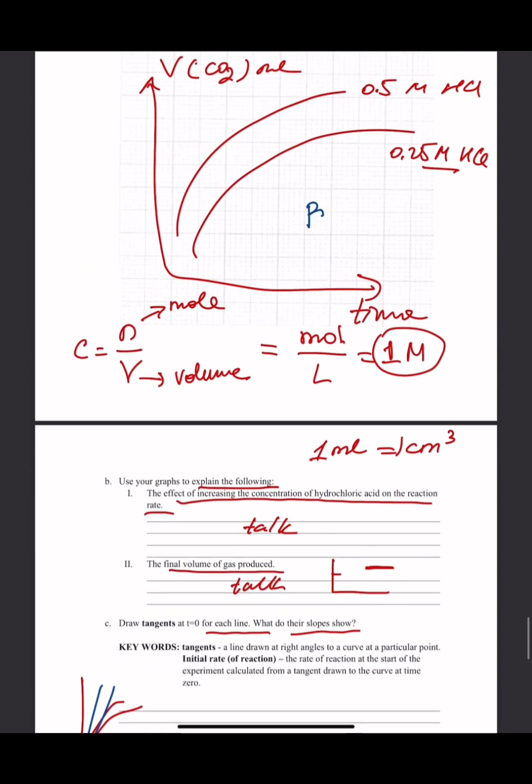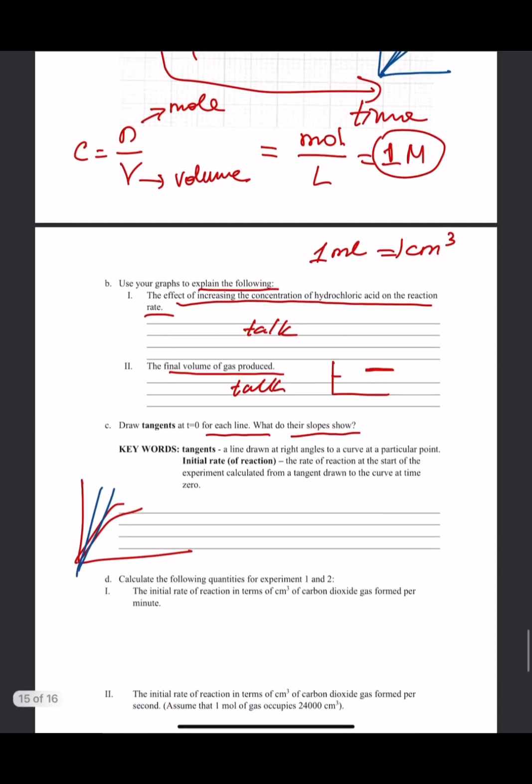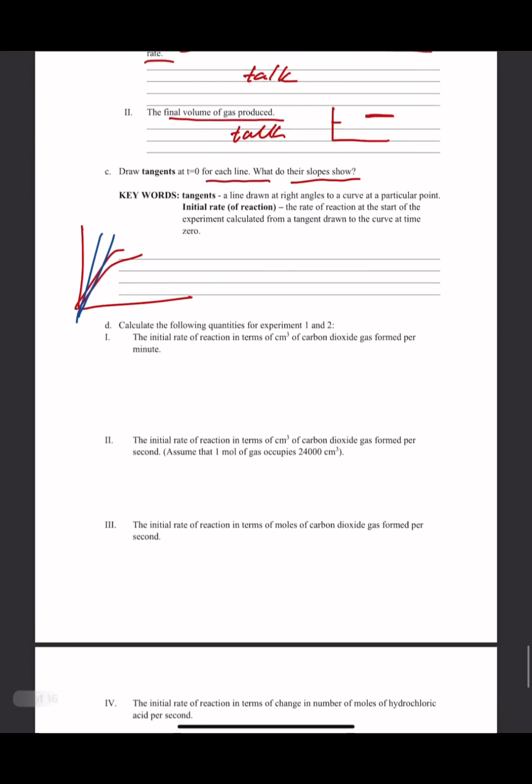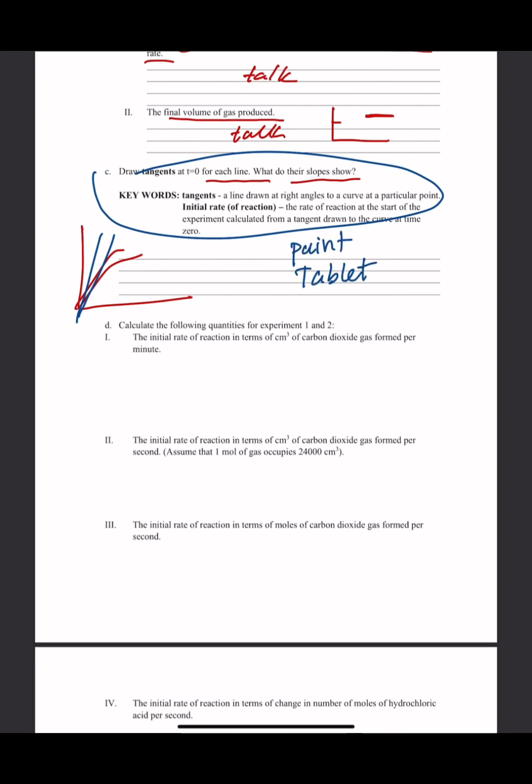Print your report, print your graph, and then on top of your graph you will do your tangents. Okay, without the graph you won't be able to do this part. So you need to print your report, or if you have Paint or a tablet, you can use them in order to draw tangents. Okay, tangent.